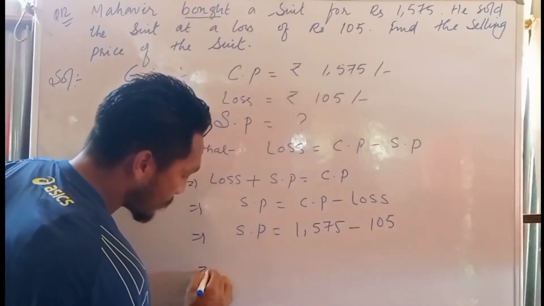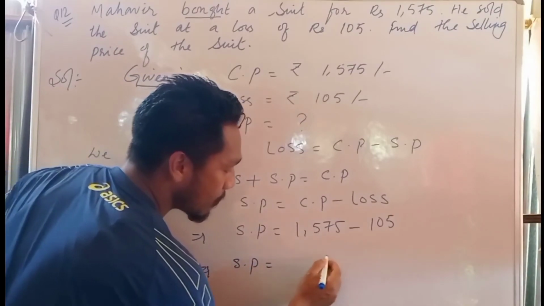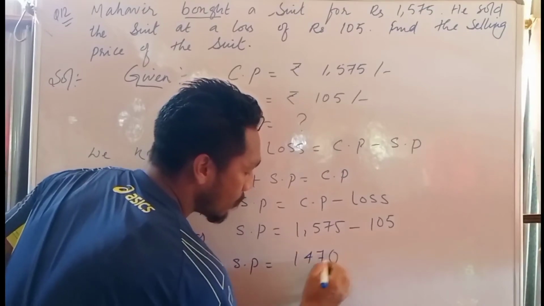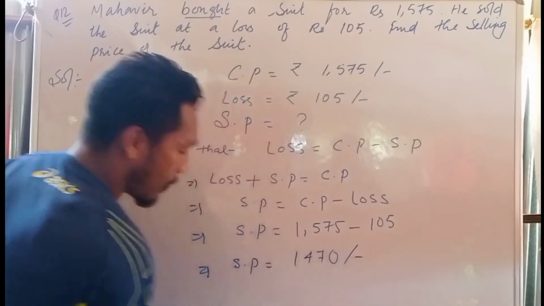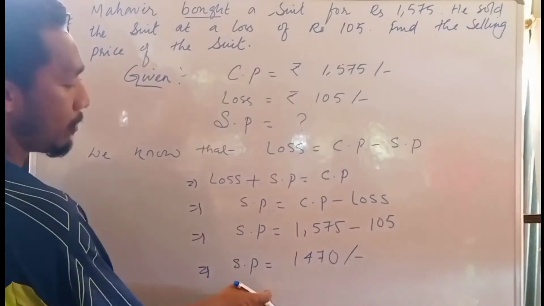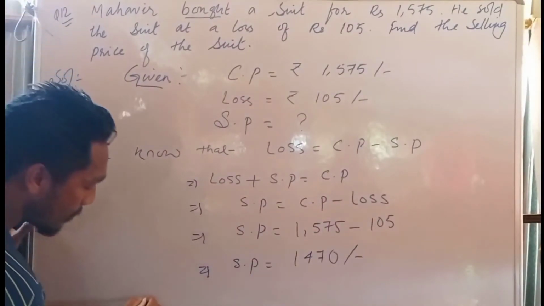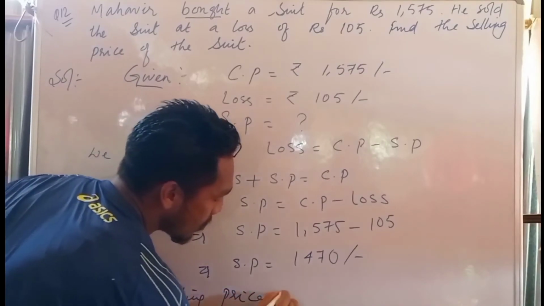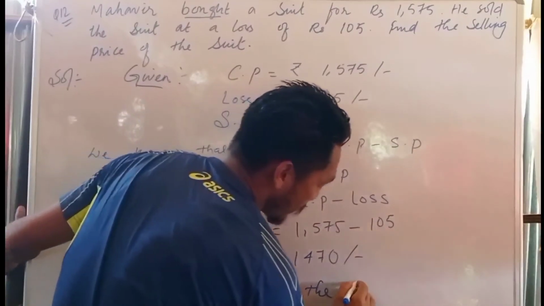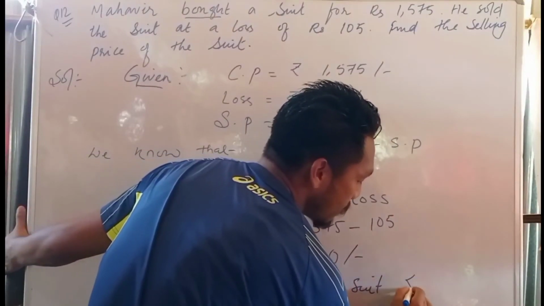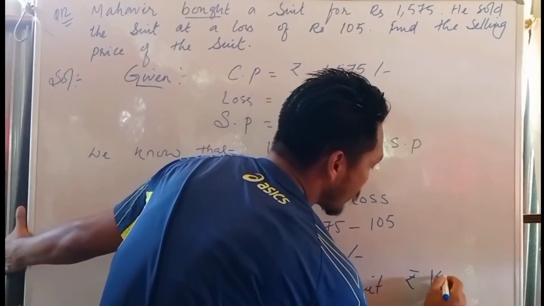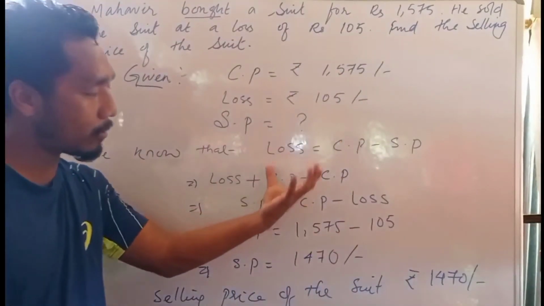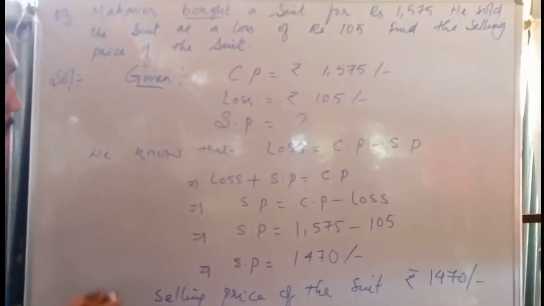So subtract this one. If I subtract, it becomes 1470. For how much money has he sold it? The selling price of the suit is rupees 1470.